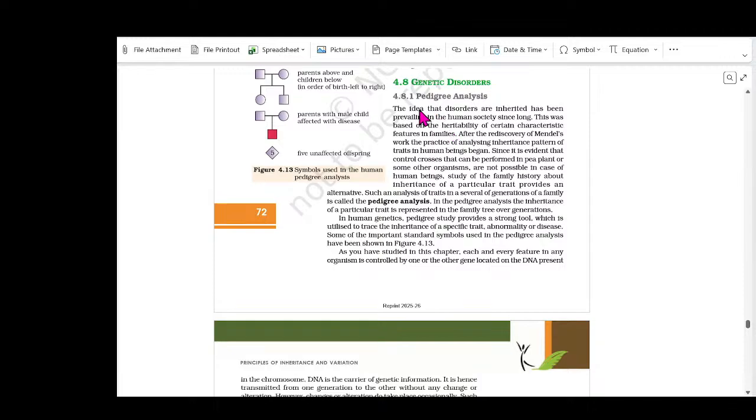4.8 Genetic disorders. Pedigree analysis. The idea that disorders are inherited has been prevailing in human society since long. This was based on the heritability of certain characteristic features in families. After the discovery of Mendel's work, the practice of analyzing inheritance pattern of traits in human beings began.